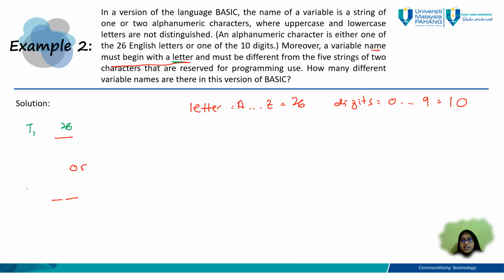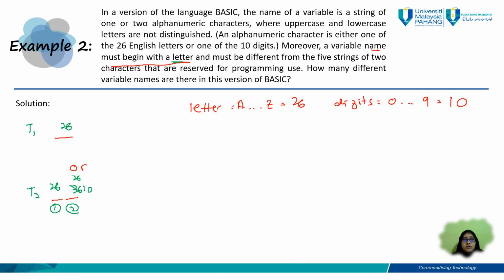And then for the second task, since the name has two places, the first place is for alphabet only. So that means we have 26 possible ways. And for the second place, this is whether alphabet or also digits. That means 26 and also... oh, sorry, not 36. That is 26 plus 10 digits.